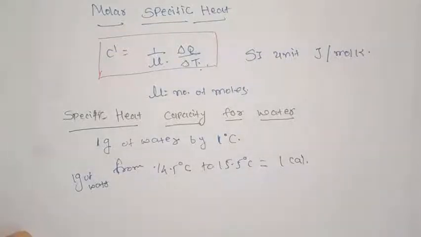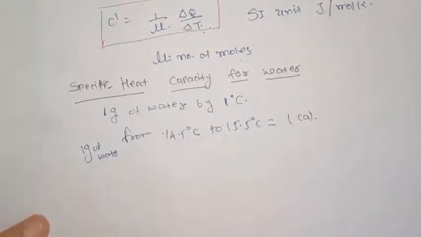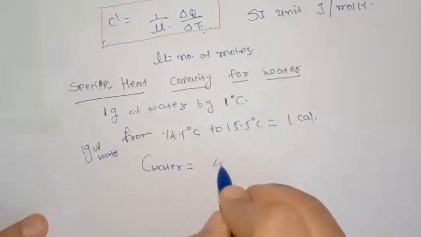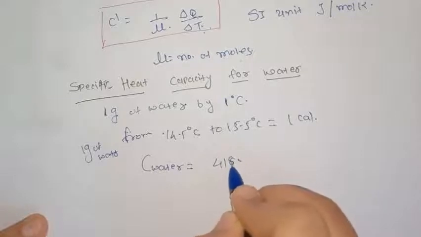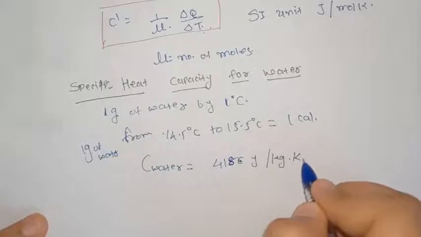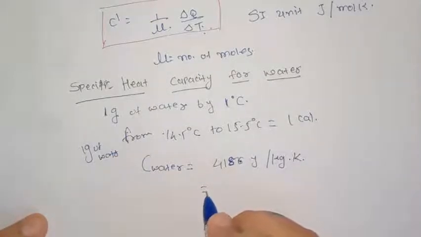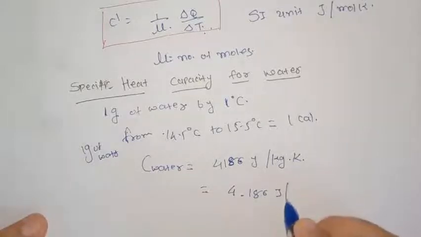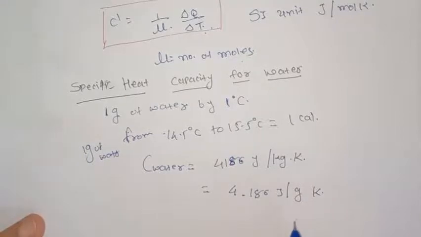Since the SI unit of energy is Joule and heat is a form of energy, it is preferable to use the unit Joule. So in SI unit, the specific heat capacity of water is 4186 Joule per kg Kelvin. That is equal to 4.186 Joule per gram Kelvin.